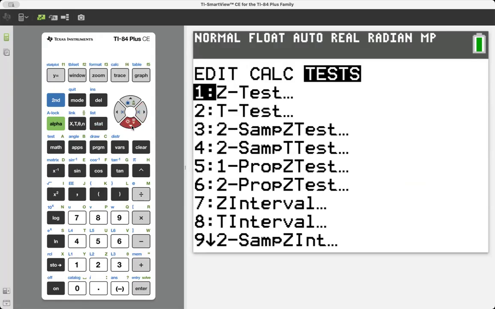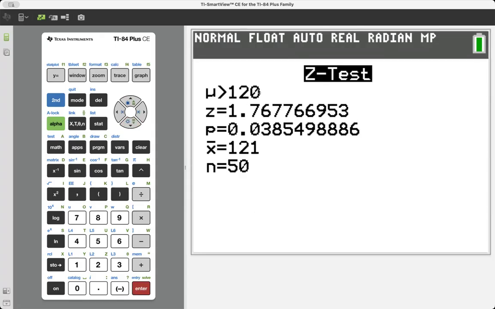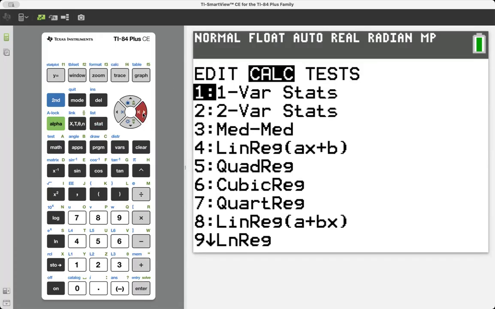Now, if I didn't choose draw and I chose the other version, let's do that again. Z-test. If I just chose calculate instead of draw, I would get the details but no visual. So I see a z-score. I'm not going to be using the z-score, although some people do use a z-score to make their conclusion. We're going to be just taking the p-value, 0.0385, 4 decimals for the p-value. And x bar equal 121 is just a restatement of the sample mean and a restatement here of the sample size. It is nice to see the visual though. So hitting draw was useful.